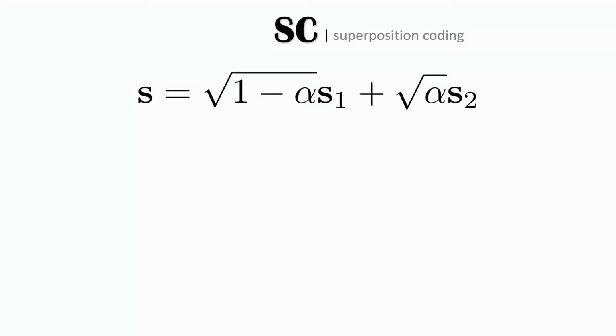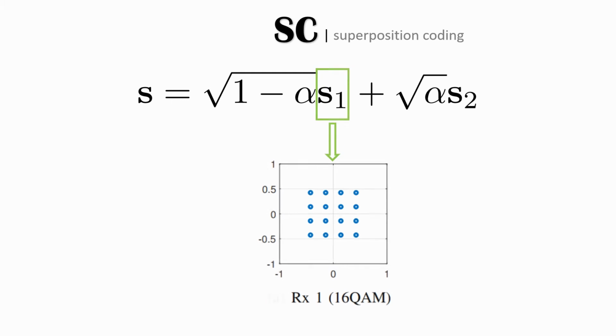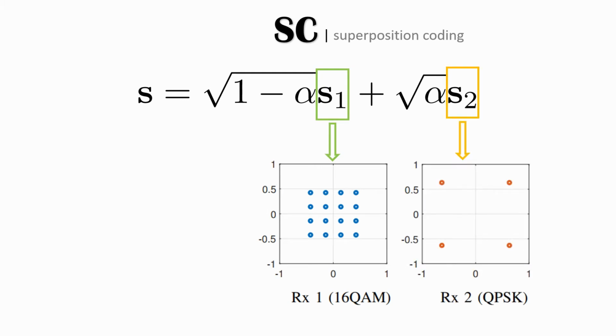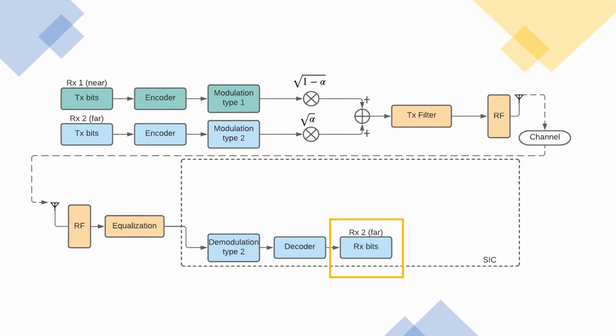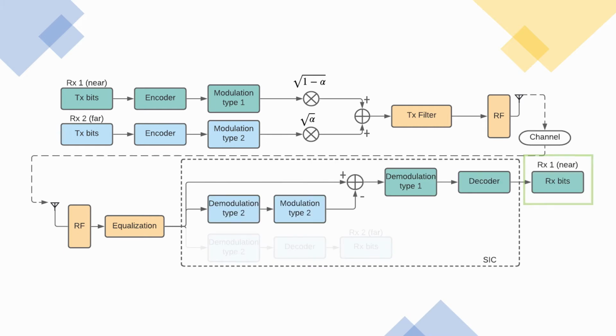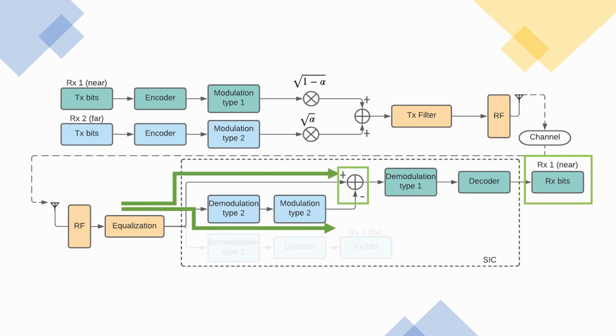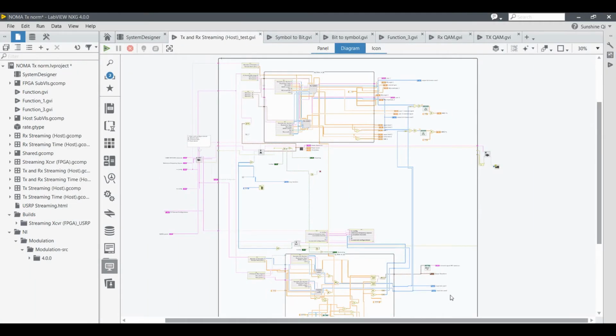To generate the superimposed signal, we have this formula. For example, if we have a 16 QAM and a BPSK signal added together, from the constellation, it will become a 64 QAM. For the SIC, when a far user receives the signal, this user can demodulate and decode the signal directly. For the near user, this user has the ability to decode both of the users' messages. Thus, the user can first decode the far user's message, and then subtract it from the received signal, and then decode its own message.